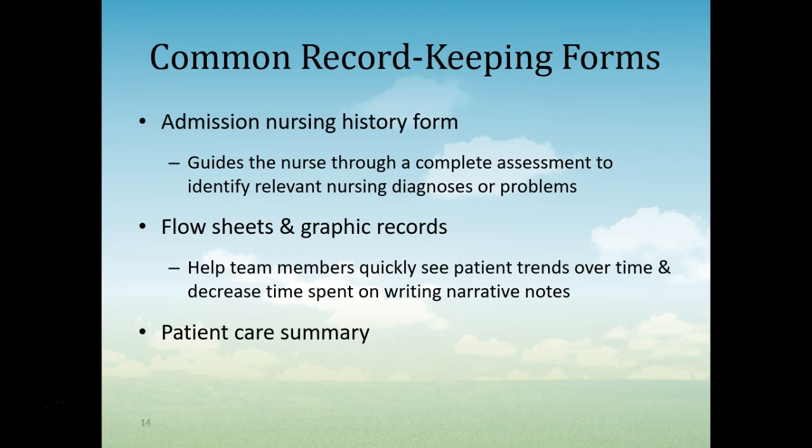A nurse completes a nursing history form when a patient is admitted to a nursing unit. Completion of this form provides baseline data that you use for comparison when a patient's condition changes. Acute and critical care nurses commonly use flow sheets and graphic records to document physiological data and routine care. We will be doing a lot of documentation on flow sheets and graphic records in the electronic health record.